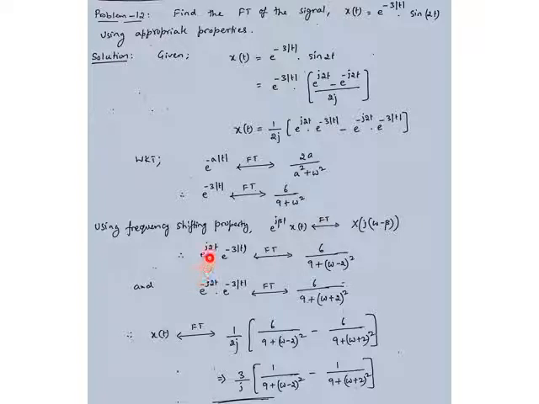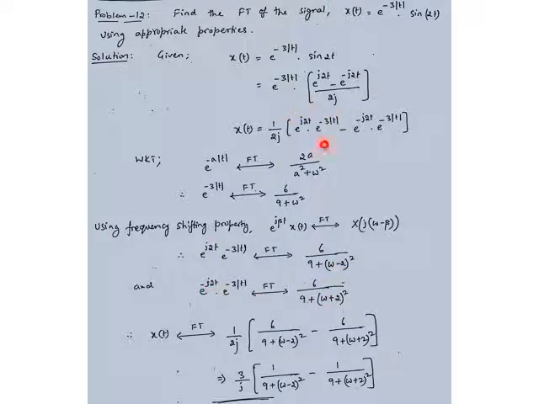So e to the power j2t into e to the power minus 3 magnitude of t. Beta here is 2, and this is x of t. So I should have x of j omega with this beta introduced: 6 by 9 plus omega squared, where omega is replaced by omega minus beta. Sorry, omega is replaced by omega minus beta, so omega minus 2 whole square.